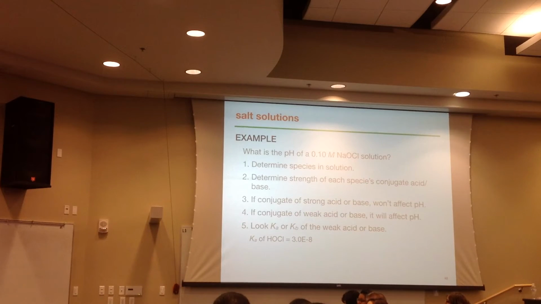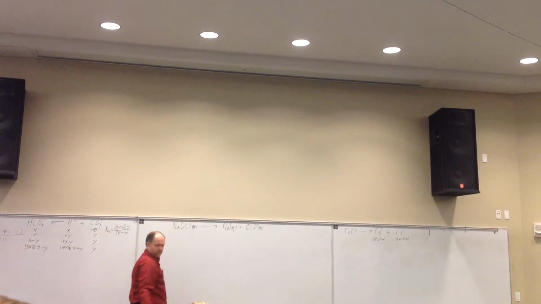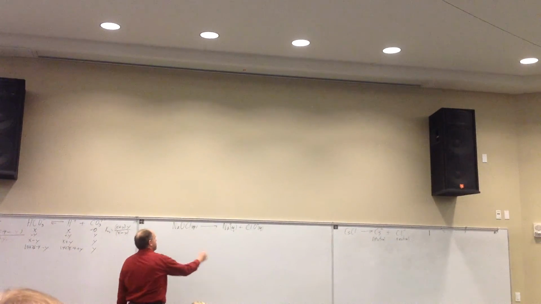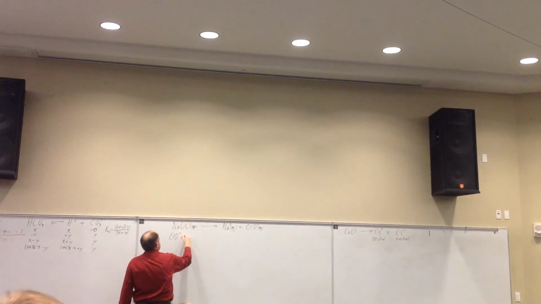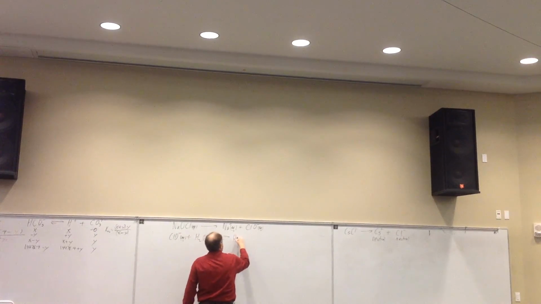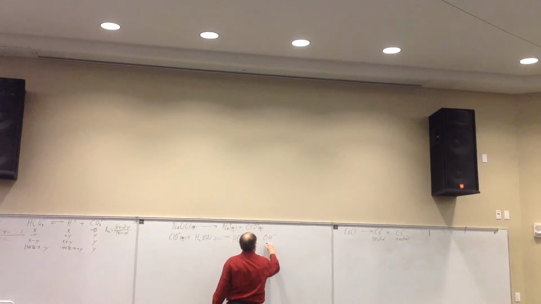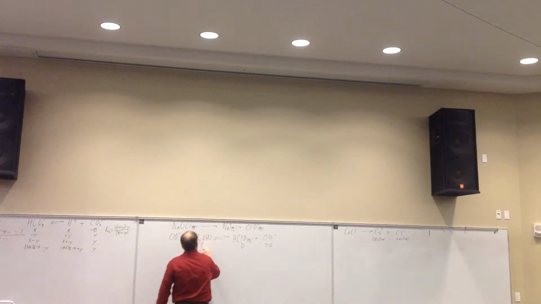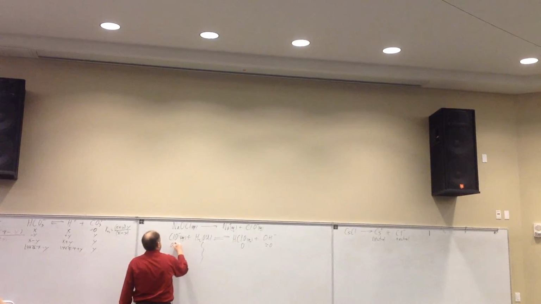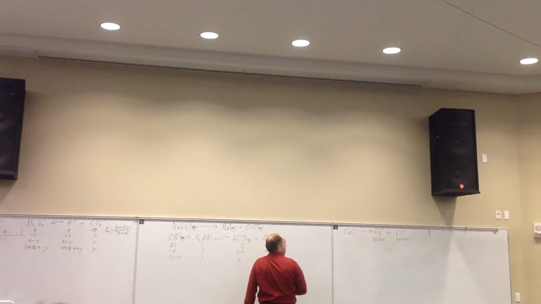The Ka of hypochlorous acid is 3 times 10 to the minus 8. So, what I need to do is solve an ice table problem. Okay? So I have ClO minus aqueous plus water liquid in equilibrium with hypochlorous acid and hydroxide. That's approximately 0. We're going to ignore water. And this is going to be 0.1. Minus x, 0.1 minus x, plus x, plus x, x, x.